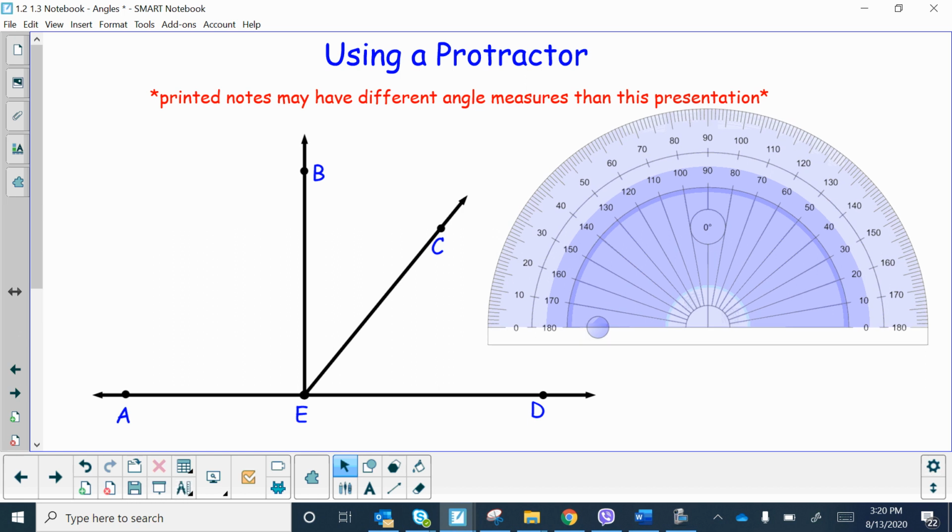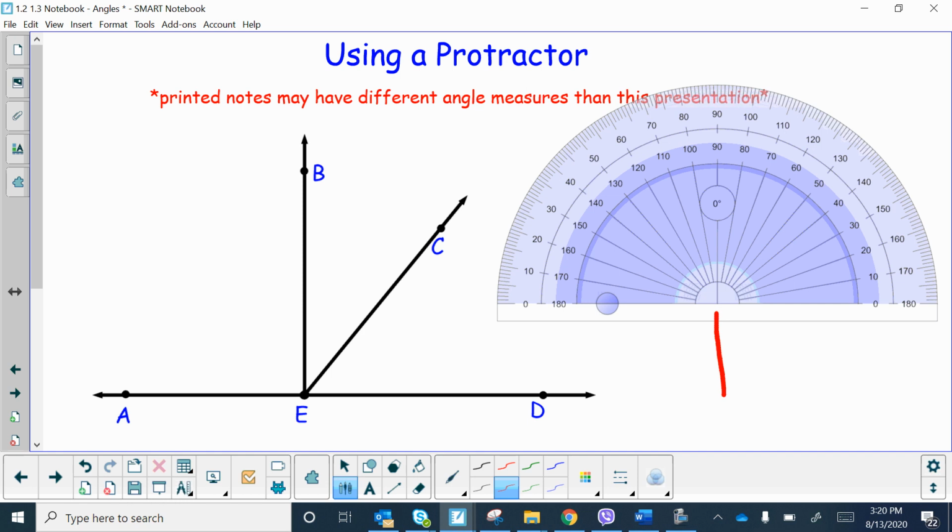The thing about the protractor is, let me see if I can highlight it. Sometimes it doesn't, but that little part right there, there we go. That little part right there always has to be at the vertex of the angle. And remember, the vertex is where the two rays meet on that endpoint. So that goes at the vertex, and you have to line up the 0 with one of the edges. So let's practice that.